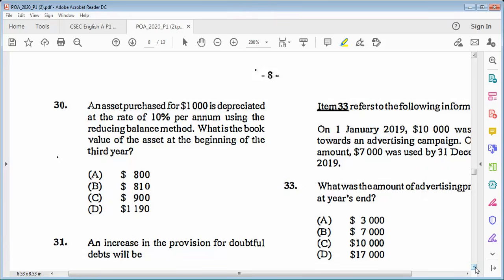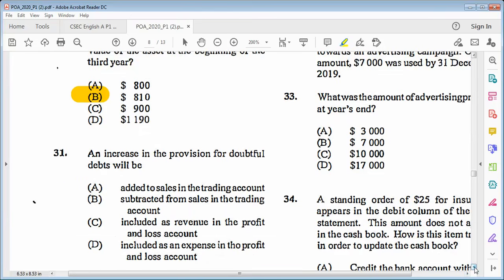Now, we know that 10% of $1,000 for year one, we get $100. When we subtract $100 from $1,000, we get $900. That's year one. Year two, we find 10% of $900, we got $90. And year three, we would subtract $90 from $900, and we got $810. So year three, that would be our answer, $810. B. Let's go on to 31.